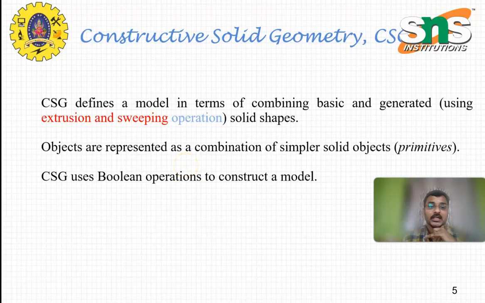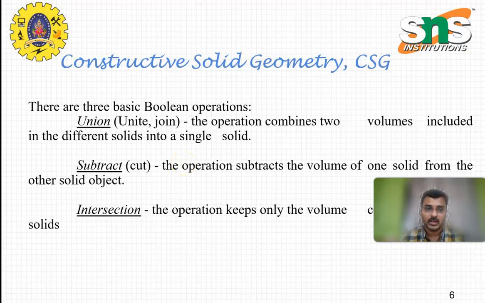Constructive solid geometry defines the model in terms of combining basic and generated solids. It is used for extrusions and sweeping operations, where constructive solid geometry is the term we use for the basically available primitive functions. It is used for extrusion purposes. Also, we can use Boolean operations like AND, NAND, or some other Boolean operations to make this kind of CSG. Like I told, the union is for joining the two volumes included in the different solids into a single solid.